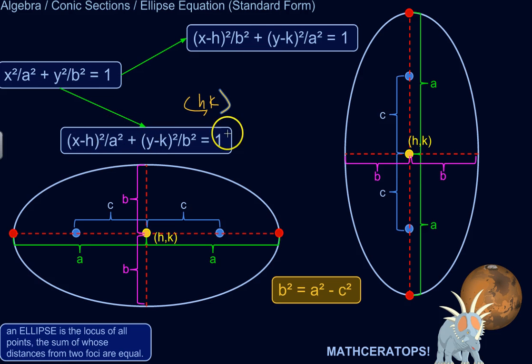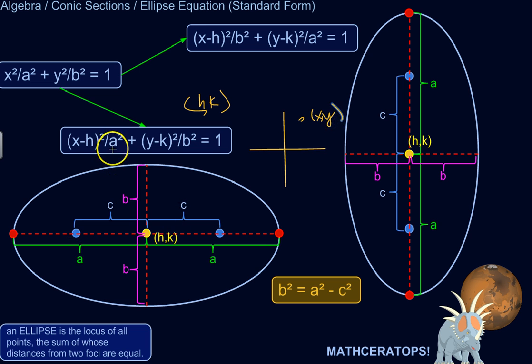All right. So what does all this mean? Let's focus on the horizontal ellipse and point out what each piece really means in terms of the geometry of the ellipse. So we've got (x minus h) squared over a squared plus (y minus k) squared over b squared equals 1. Well, x and y are just x and y. This is on a coordinate plane, right? So a point somewhere on the coordinate plane would be (x, y).